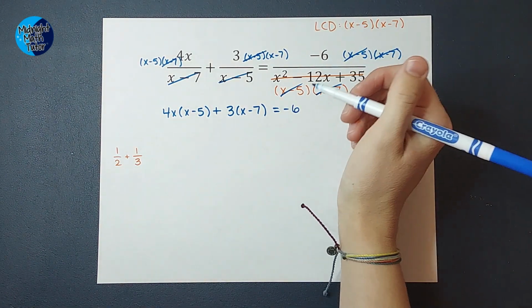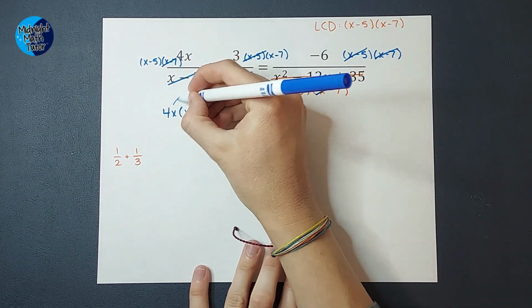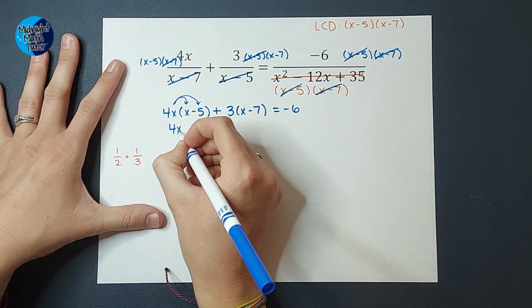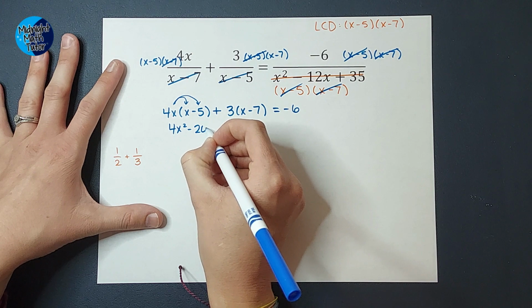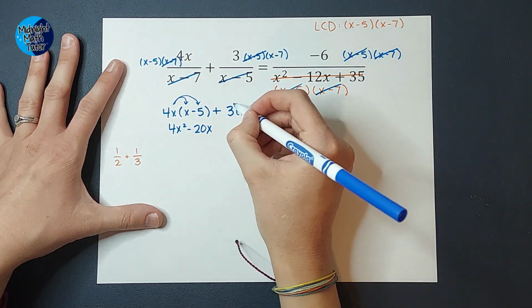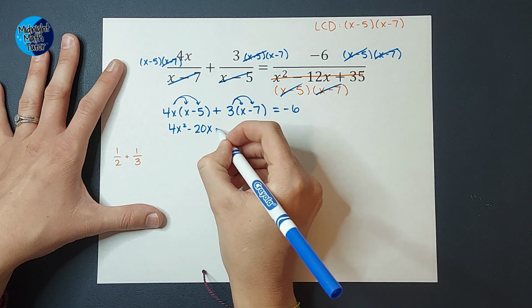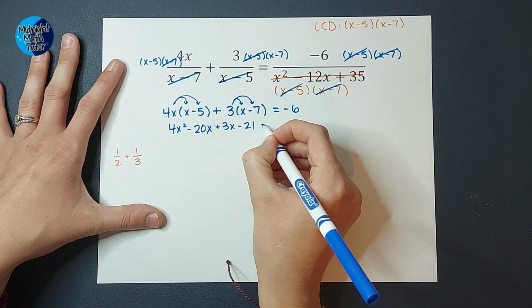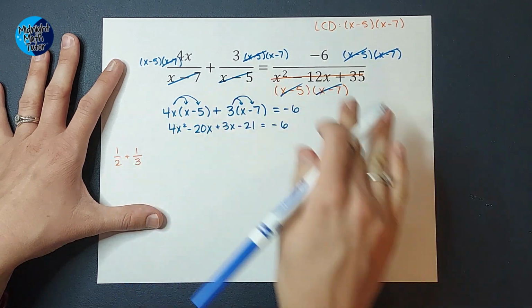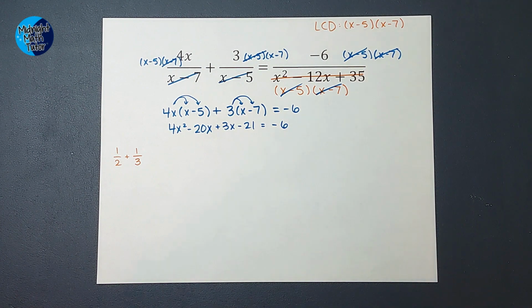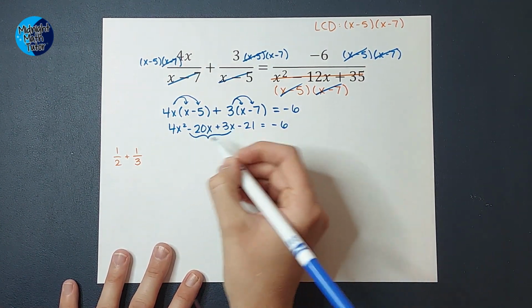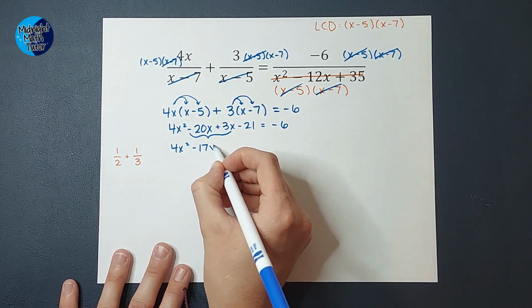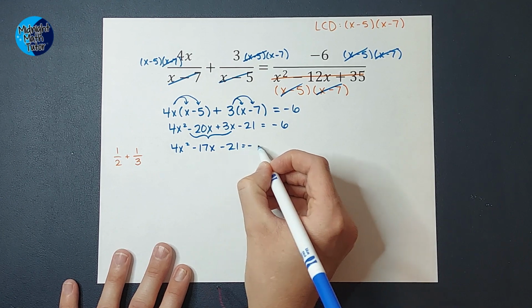It is real. Okay, now what we're going to do is we're going to distribute. I'm distributing that 4x in. So I end up with 4x squared minus 20x. Okay, and then I'm going to distribute this guy in. So I get plus 3x minus 21 equals negative 6. Okay, this is looking like I can handle this, right? I'm going to combine like terms, so my x's. So I get 4x squared minus 17x minus 21 equals negative 6.